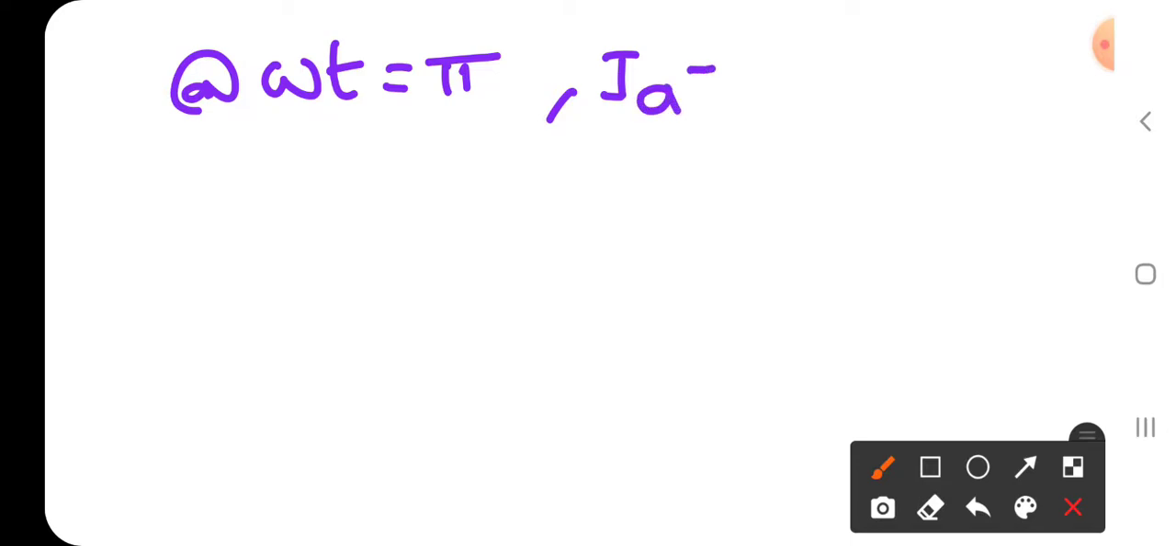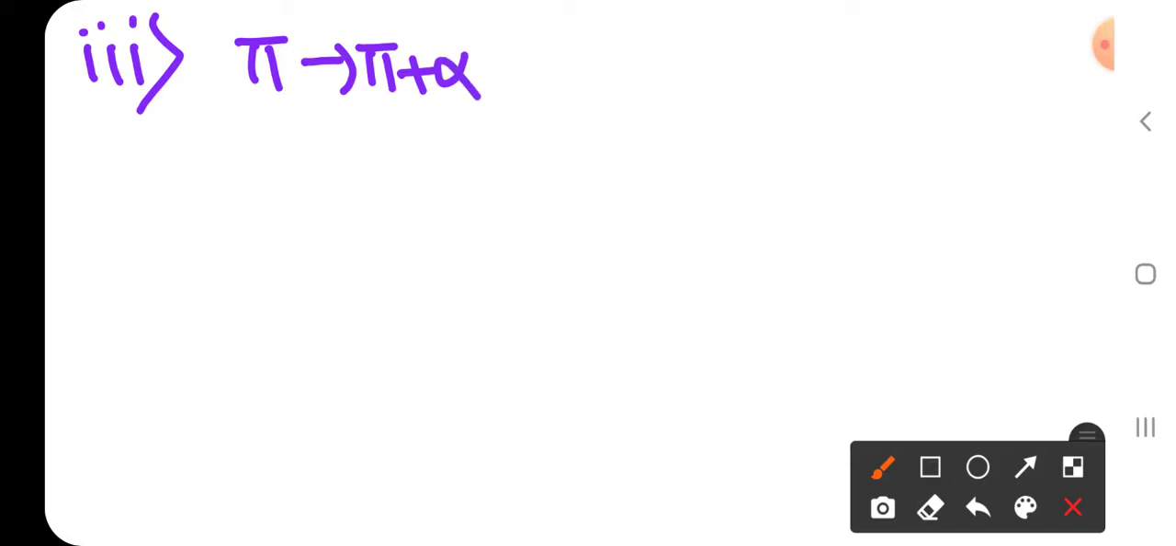IA is maximum. That means the armature inductance stores maximum energy. Whenever an inductor stores maximum energy, the next instant the inductor must discharge its energy. Therefore, the current will decrease in the same direction. So hence, the third operation, from pi to pi plus alpha.